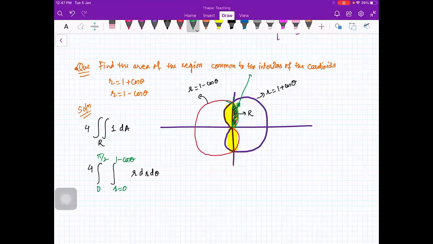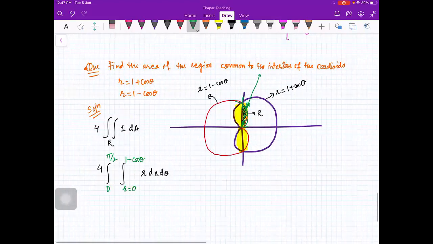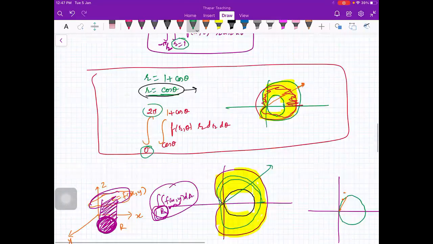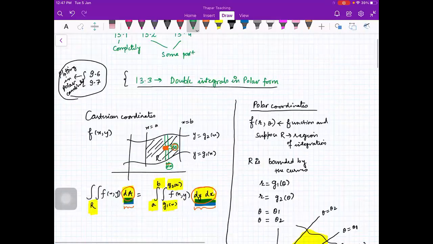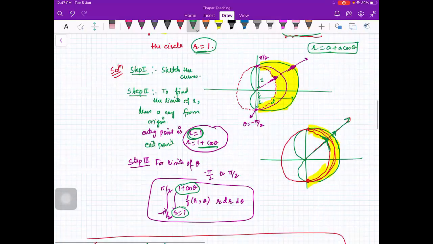Is that thing clear, beta? Ma'am, we're supposed to draw a diagonal line. Yeah, I told you the step for limits of R: draw a ray from the origin. Here you have drawn a ray from the origin. Note the entry point and the exit point.